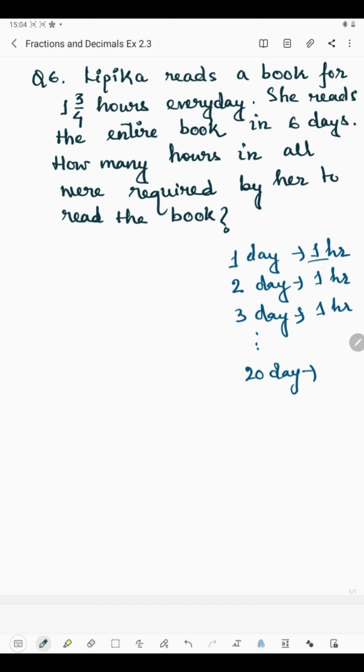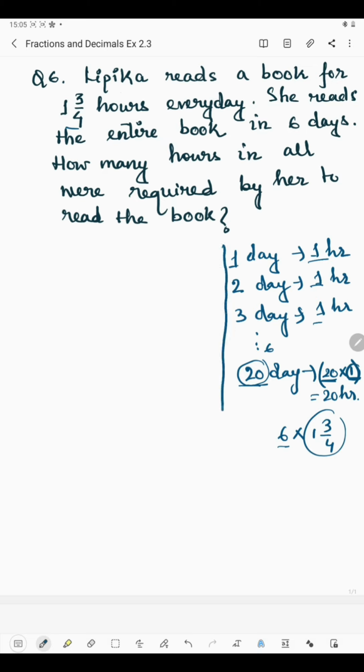See, every day you are spending 1 hour, so that means for 20 days you will spend 20 multiplied by 1, that means 20 hours, right? So here also in place of this 1 we have 1 3 by 4, and in place of 20 we have 6. So what can we write? 6 multiplied by 1 3 by 4, because in place of 1 we have 1 3 by 4, and in place of 20 we have 6. So we will have to multiply to get the number of hours.